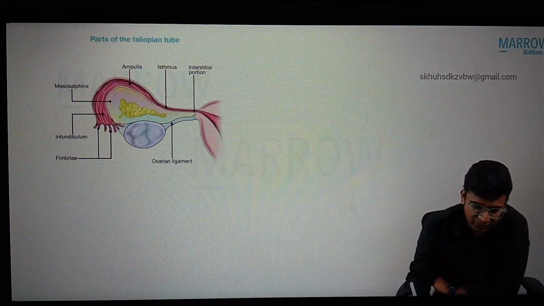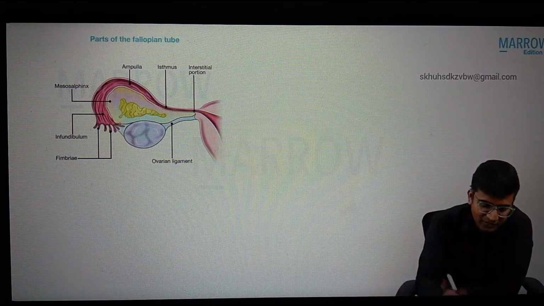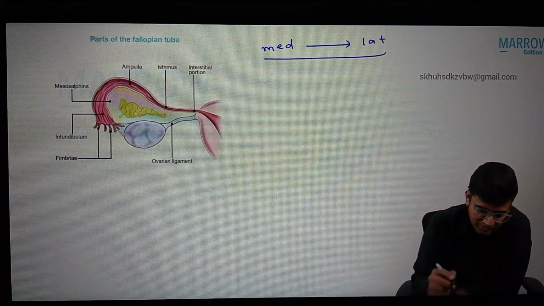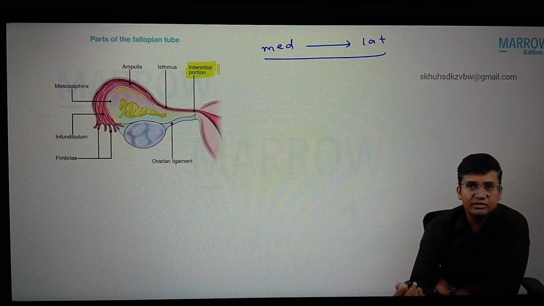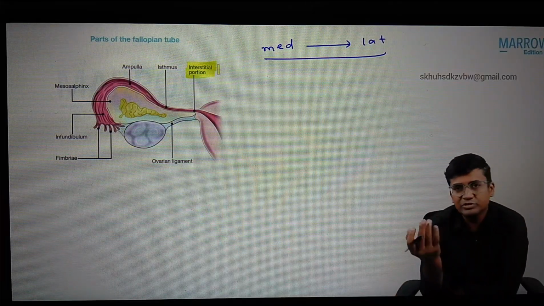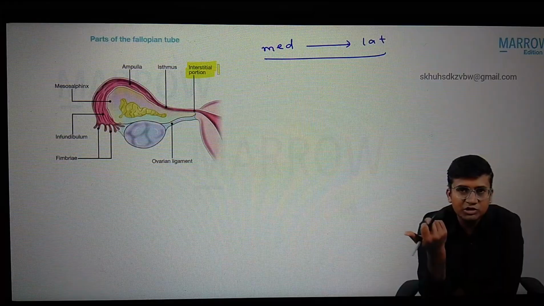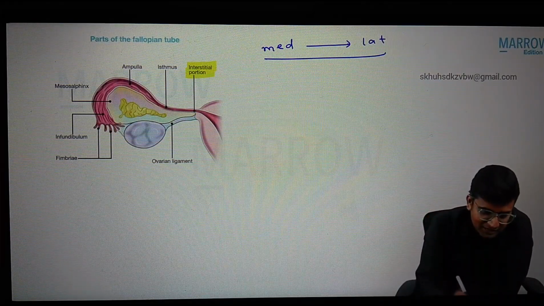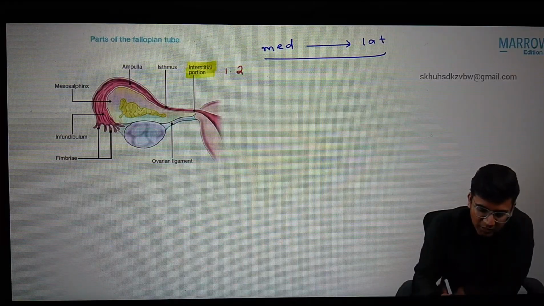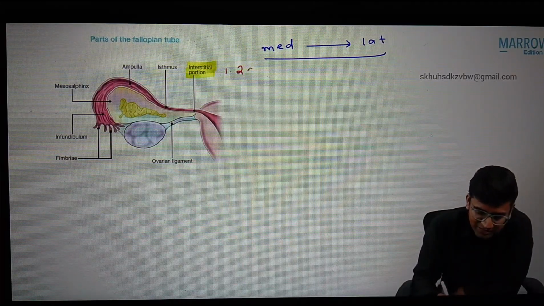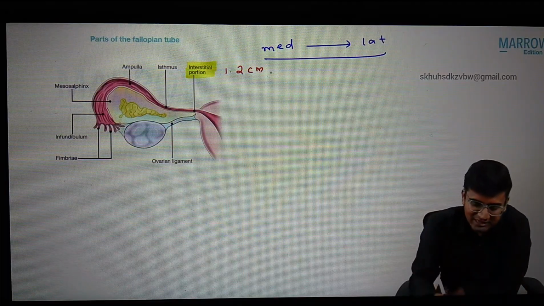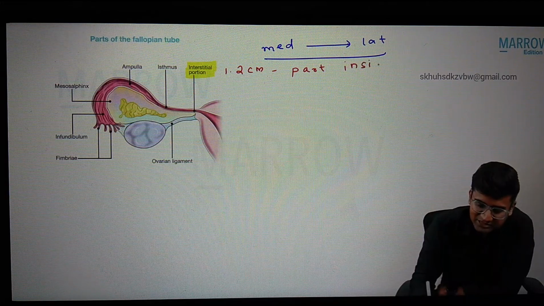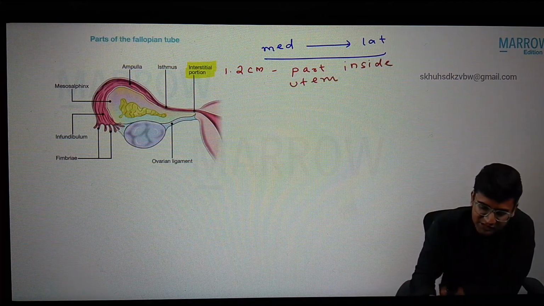Now, what are the parts of the fallopian tube from medial to lateral? Number one, the interstitial part. The interstitial part of the fallopian tube is the part which is present inside the uterus. It measures roughly around 1.2 centimeter.